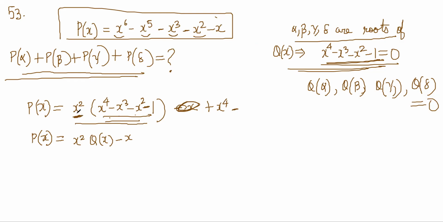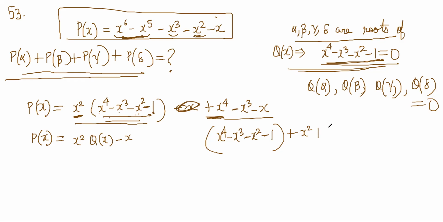What is left now? x^6 minus x^5 has come. Two terms are done. Minus x^4 was not there, so I have added a plus x^4. Minus x square is there. x^3 and x are not there, so I have to add a minus x^3 and minus x. Now I will make another q here: x^4 minus x^3 minus x^2 minus 1 and plus x^2 plus 1 minus x, right?